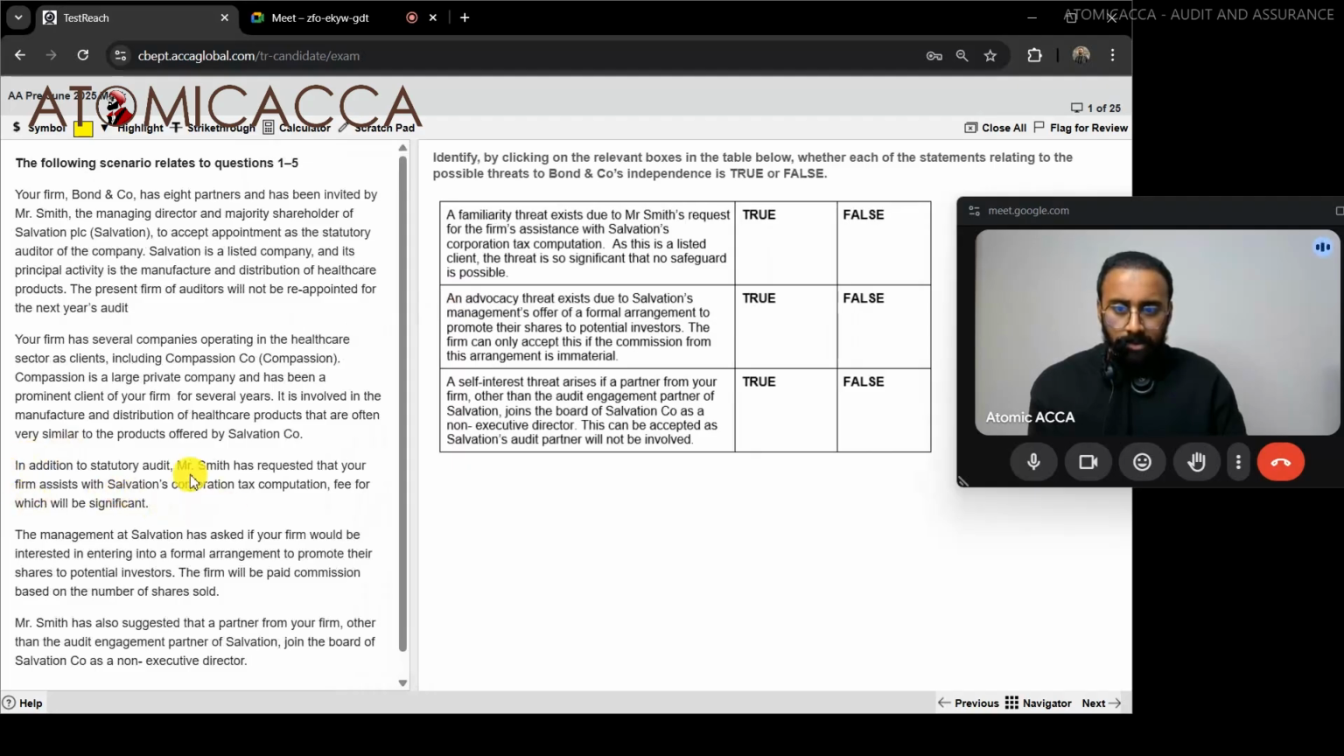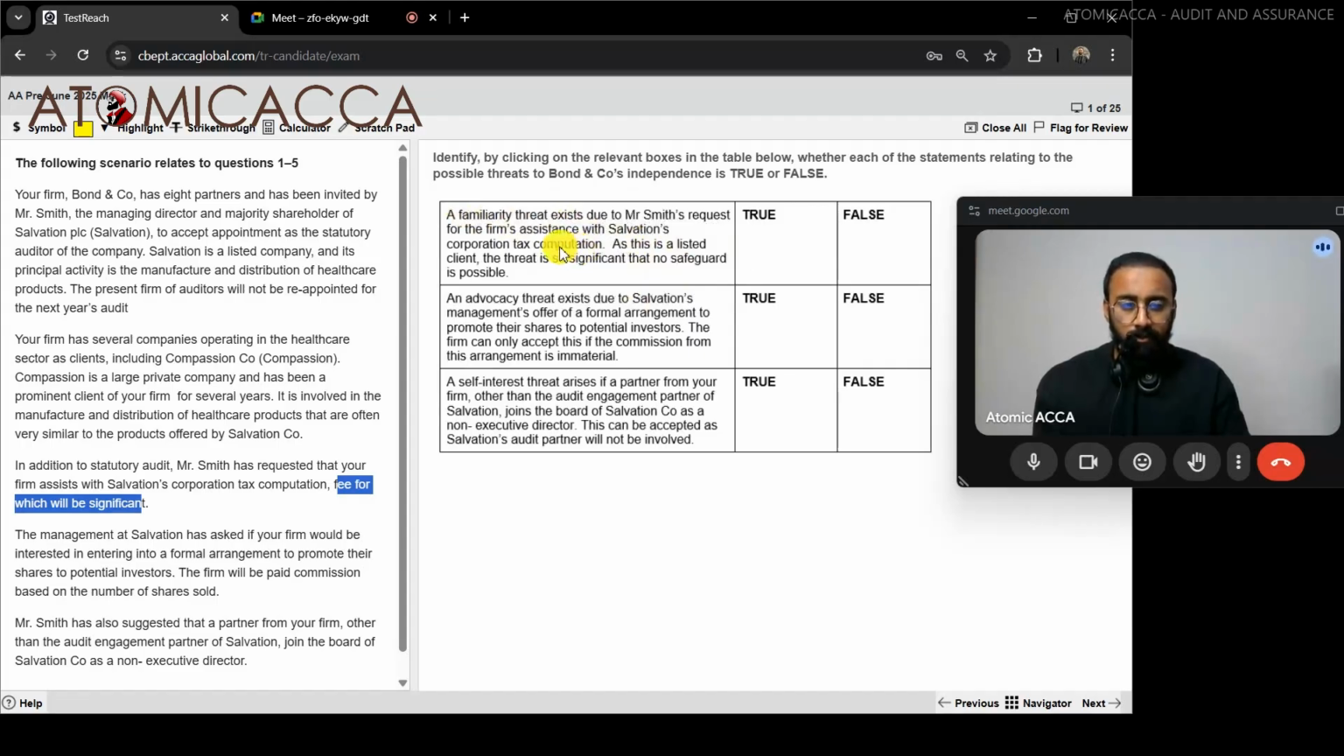What did we tell about the corporate tax problem? If you're doing the computation, the fee will be significant, which means because of the money factor, there is a self-interest threat over here. Second thing, let's say you did the tax computation, after that when you're doing the audit, you will audit the tax calculations once again. That means you're reviewing your own work. This is called a self-review threat as well. What did they mention over here? Familiarity threat.